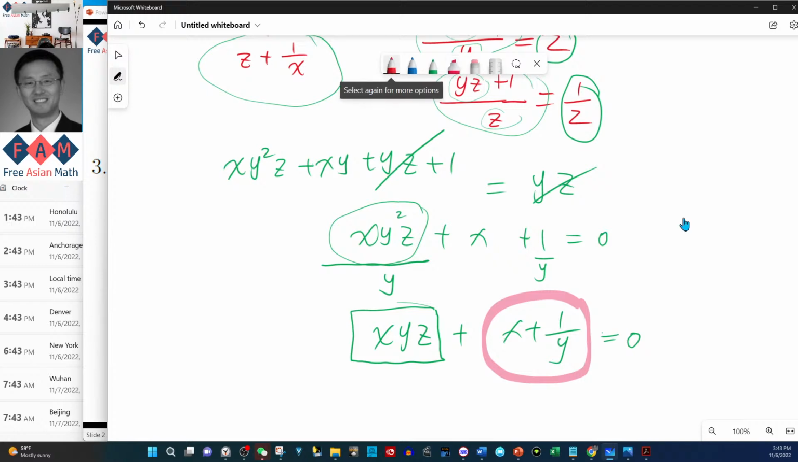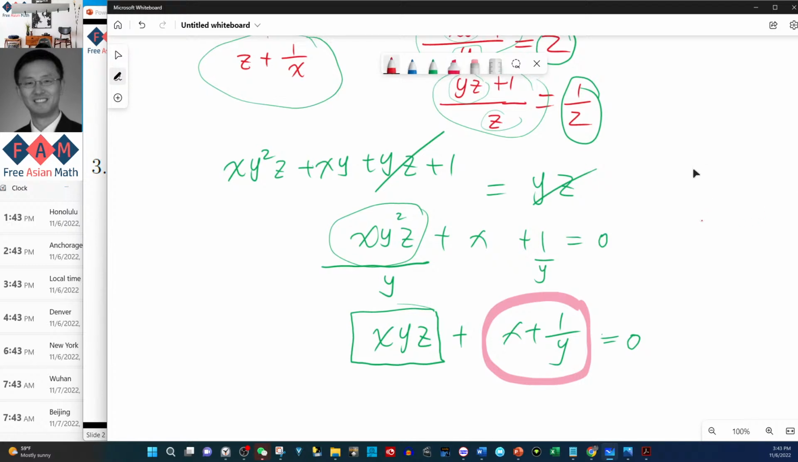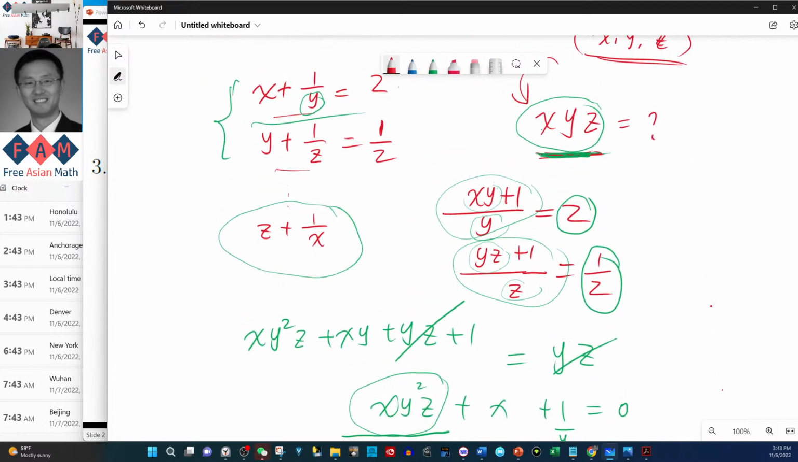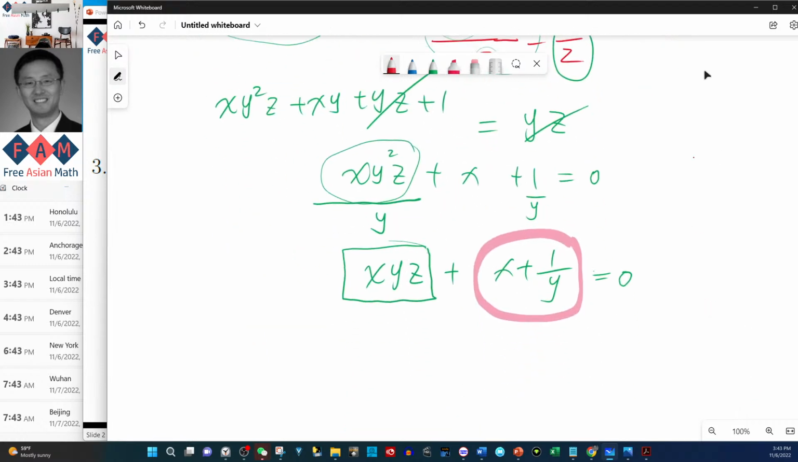And do we know this guy? Yes, we do. This is exactly the condition that was provided to us, right? x plus 1 over y equals 2. So now we know immediately xyz equals -2, just because we move this to the right hand side. And now you see how we get xyz.